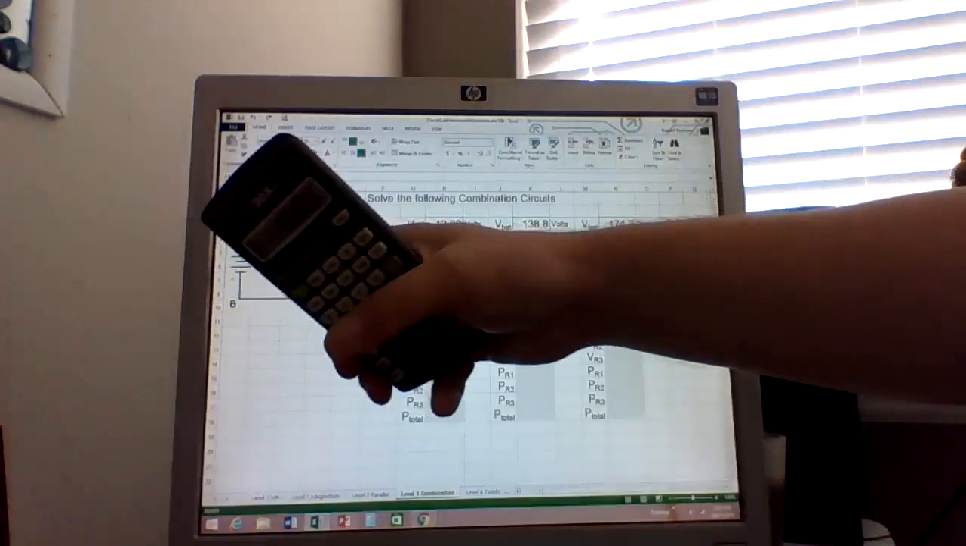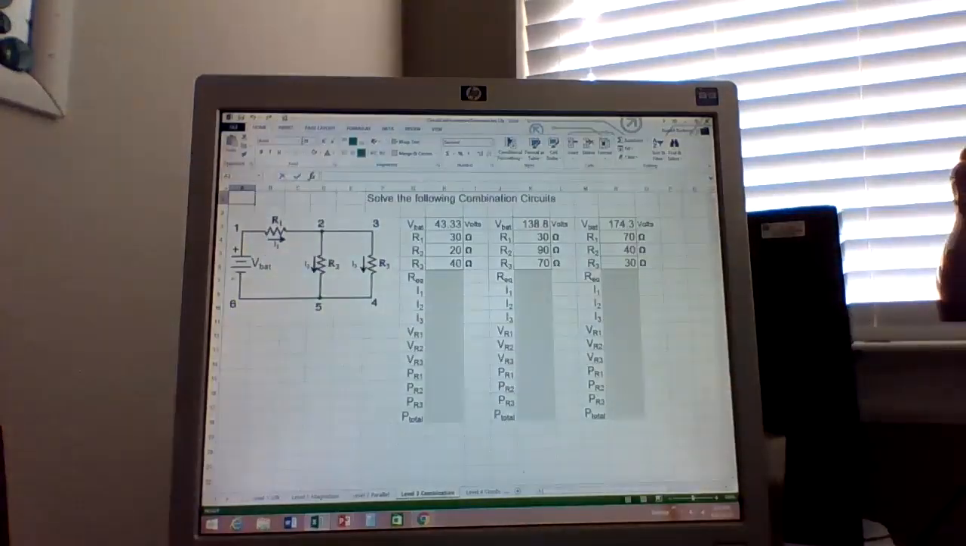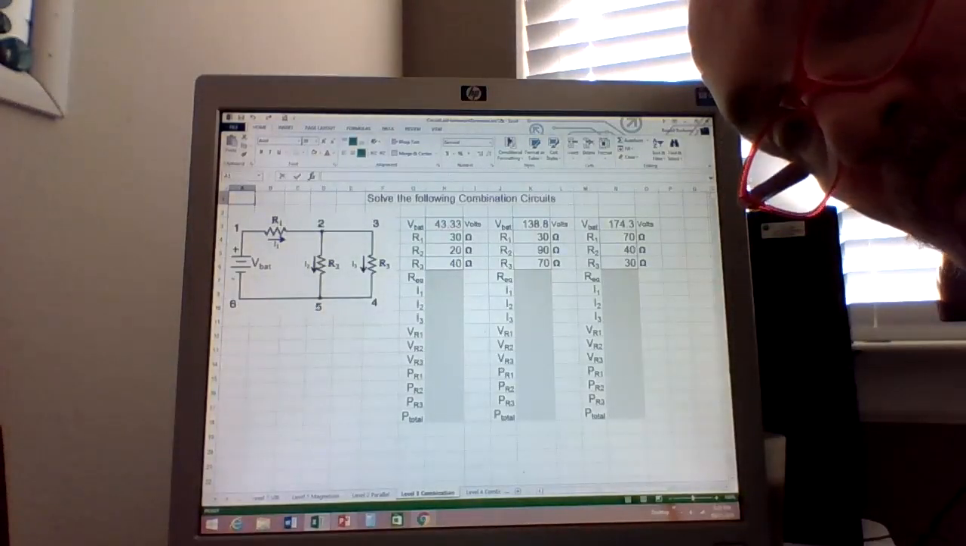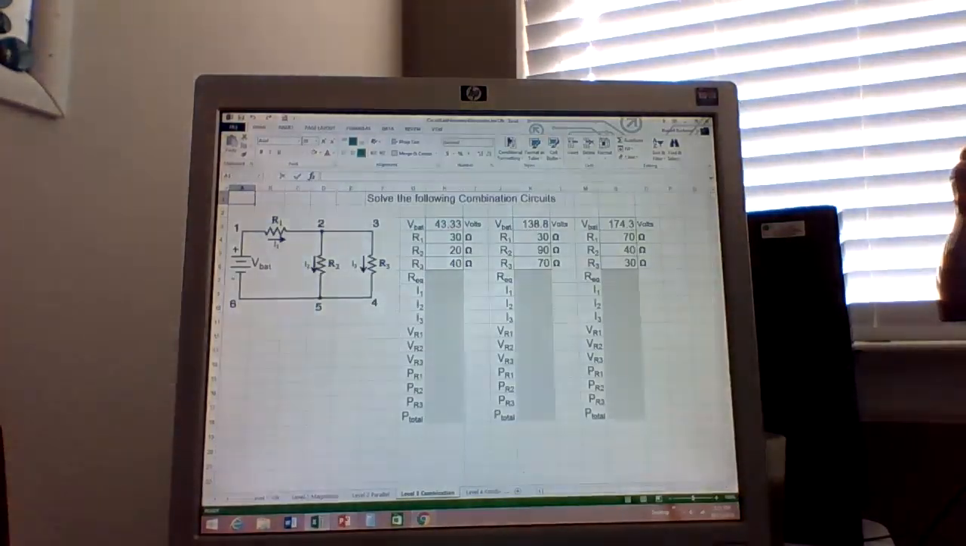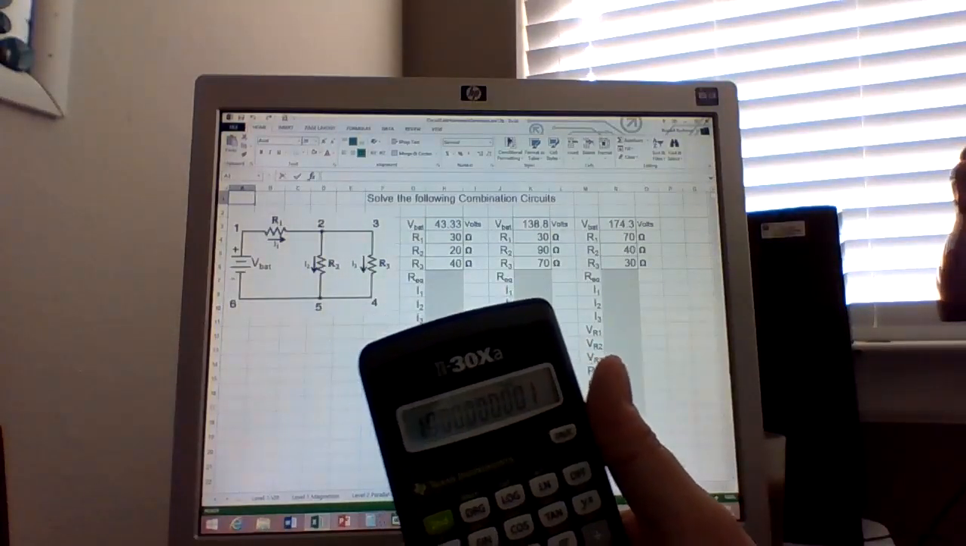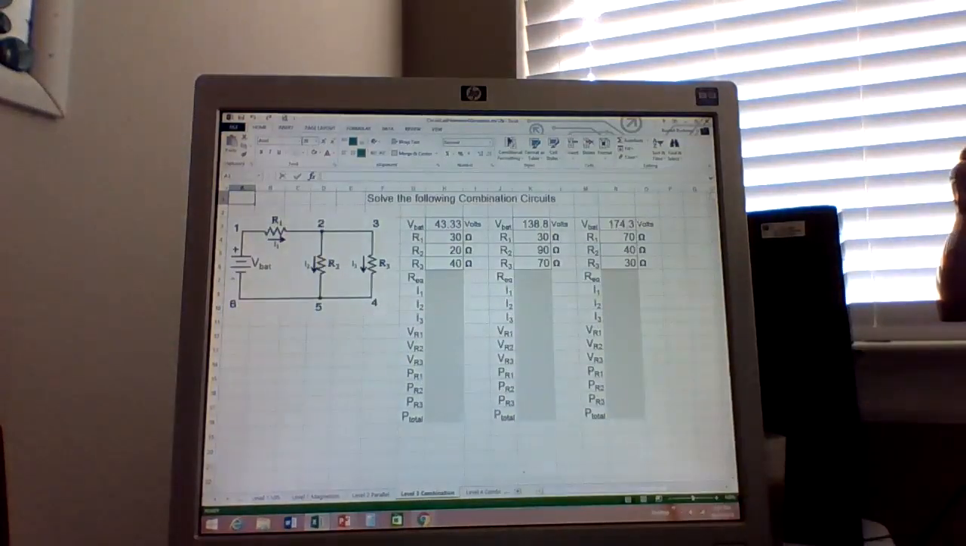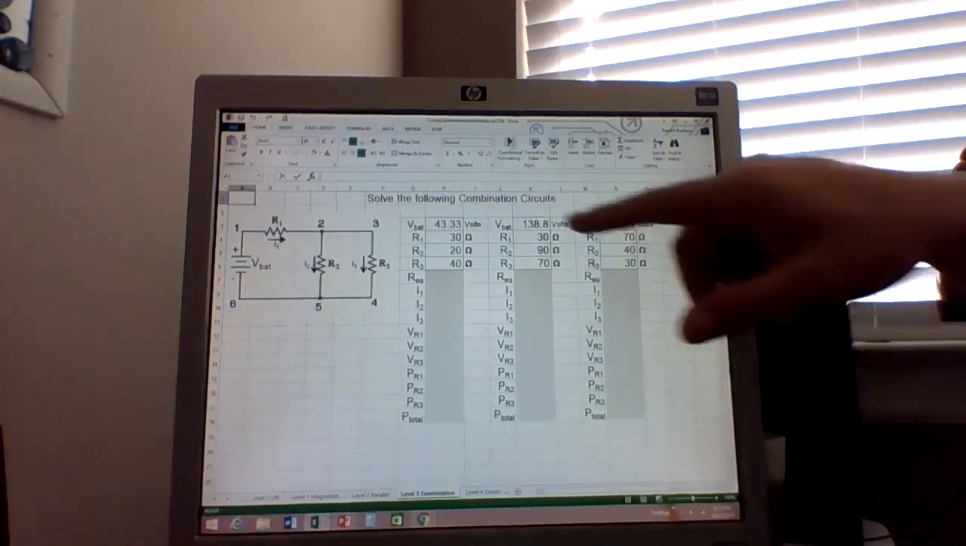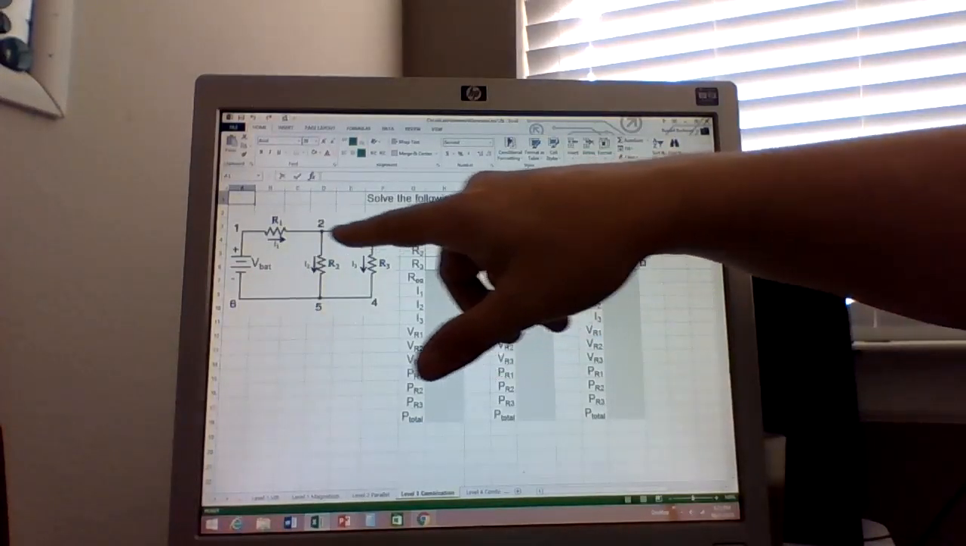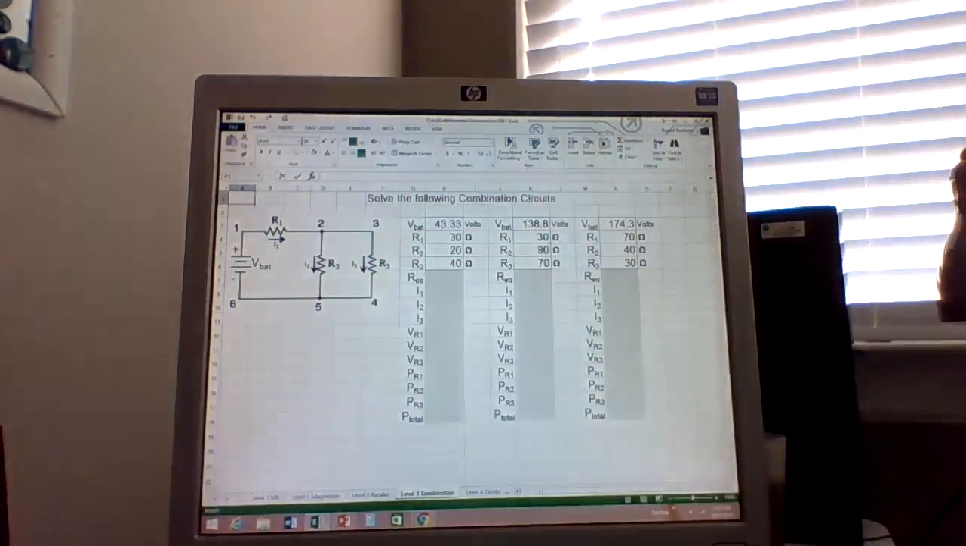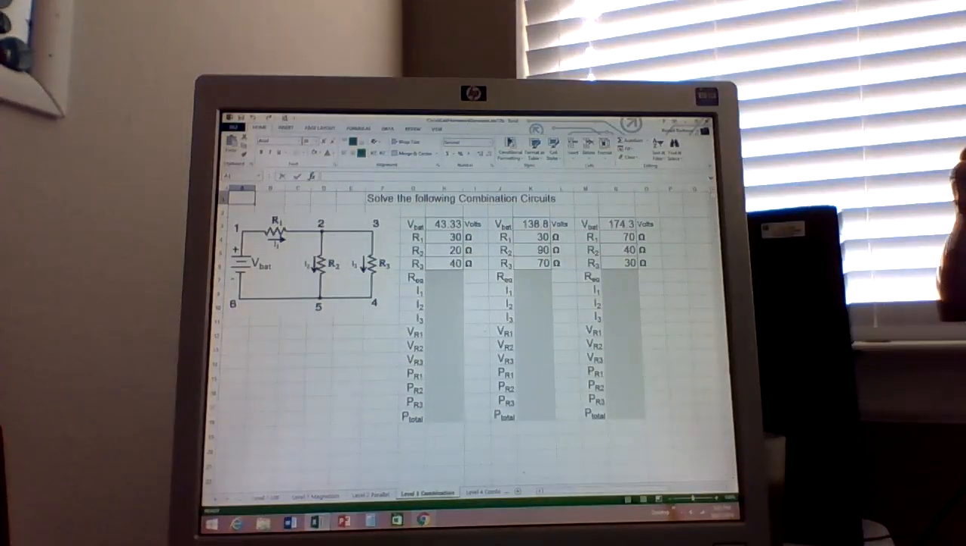Now, what is the current going through I1 or the current going through the battery? Go ahead. What is the current? 1 amp is correct. By the way, that's a rounding error, so it's just 1. But you'll notice that's 43.33 divided by the R equivalent, which is 43.33, is equal to 1. So that's 1 amp. Okay?